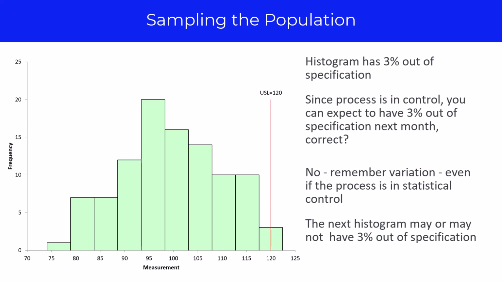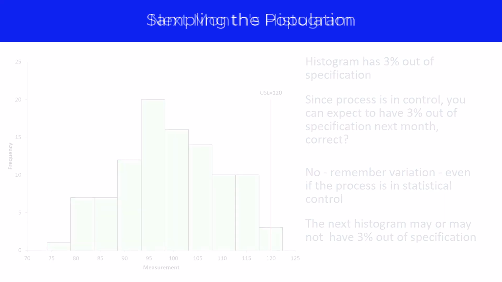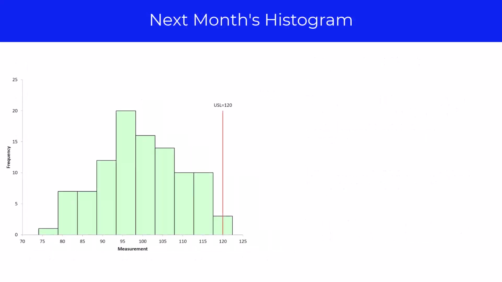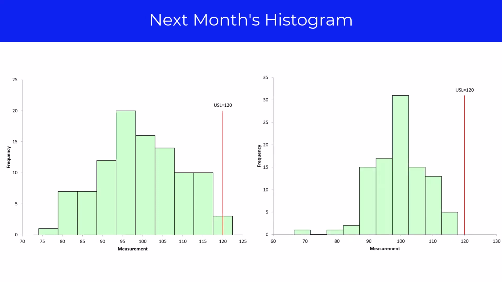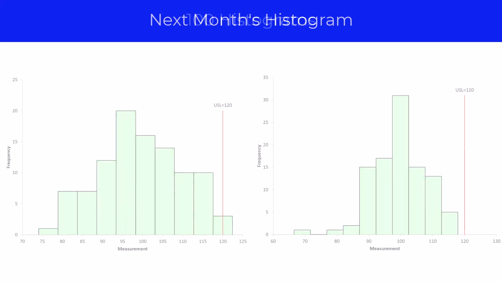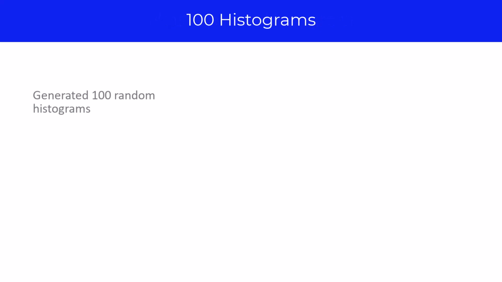So let's take a look and see what really happened when we take our second month's data. Here's the first month's data that we had. We had 3 points above 120. Here's the second month that we have. Lo and behold, we don't have any that are out of spec in this case, and the shape's a little different, but that's all due to variation in our process. Histograms are going to give slightly different results.